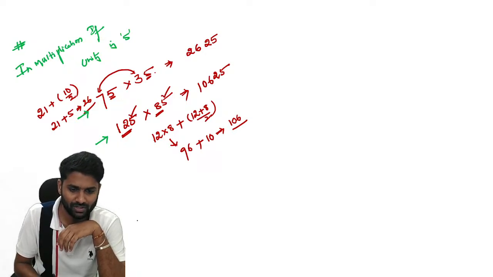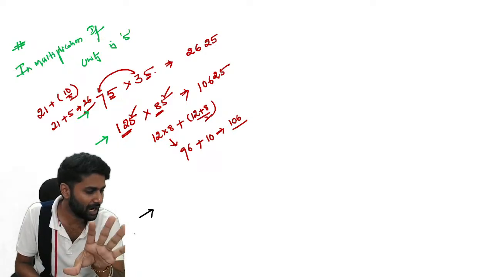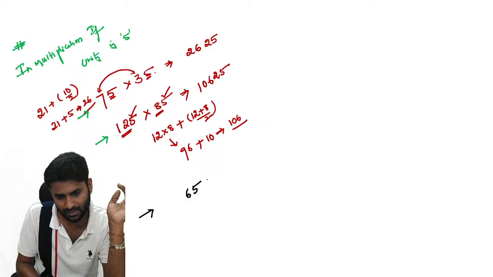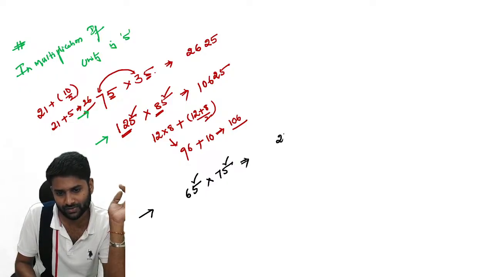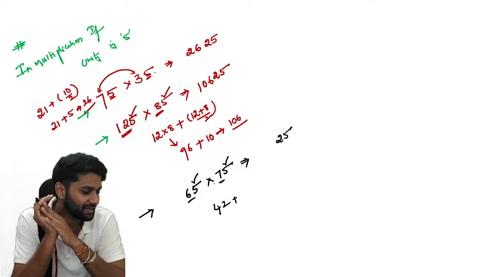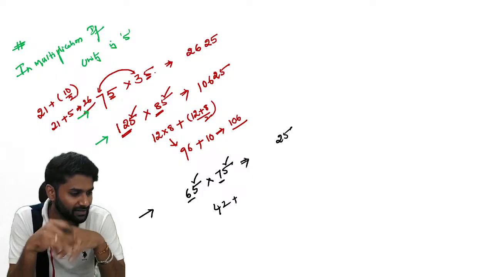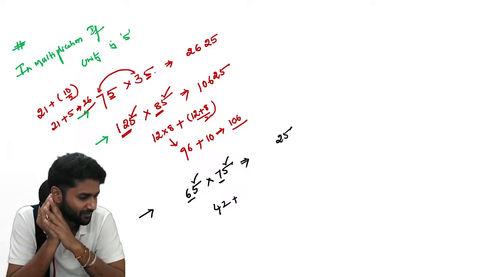Now you have a question: sir, if the sum is odd, what about the result? Don't worry, let me take an example. If 65 is multiplied with 75, now 5 into 5, the last two digits are 25, right? Now 6 into 7 is 42. But 6 plus 7 is 13, and 13 divided by 2 becomes 6.5, right?